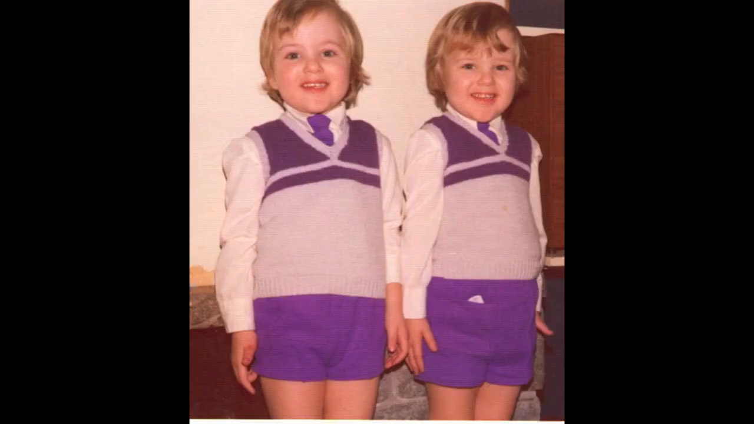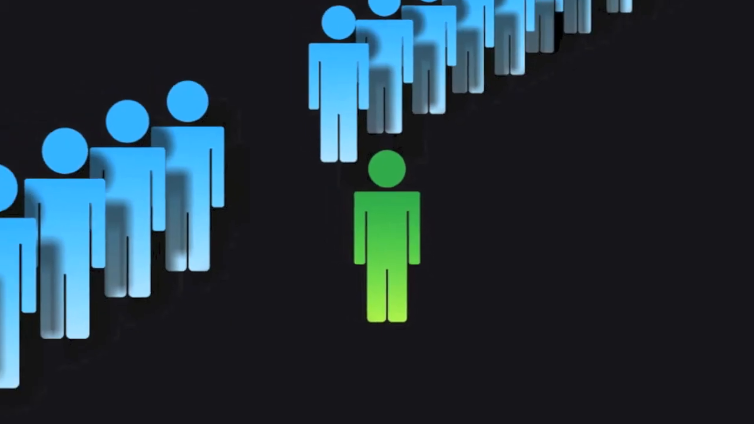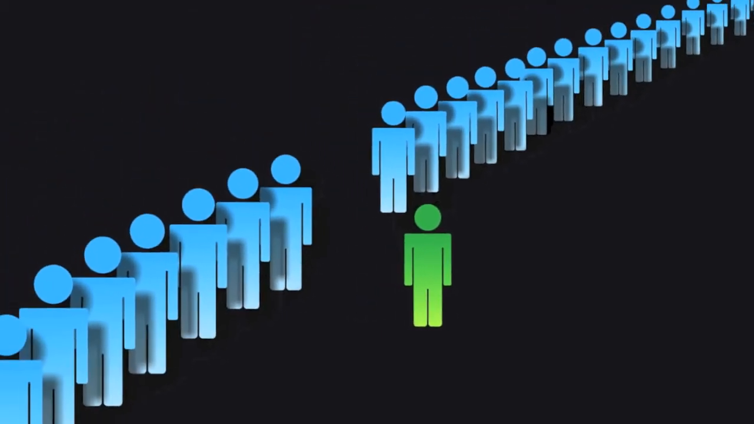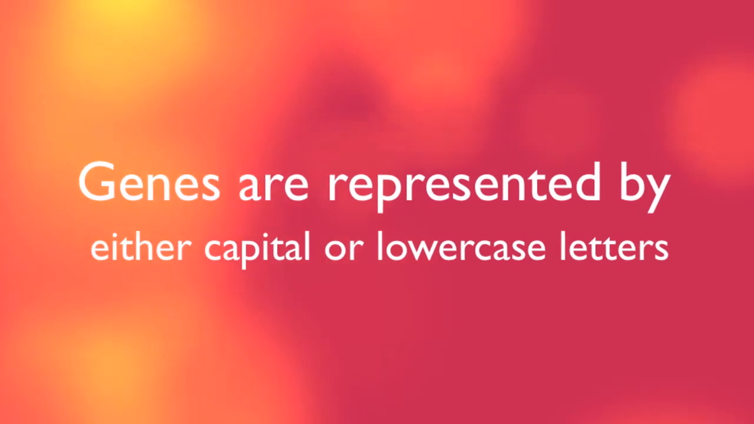Now to introduce two more terms: homozygous and heterozygous. Homo means same, while hetero means different. This is especially important with genes. Most genes have two alleles. They are represented by either a capital letter or a lowercase letter. If you have two of the same allele, you are homozygous. Two different, and you are heterozygous.